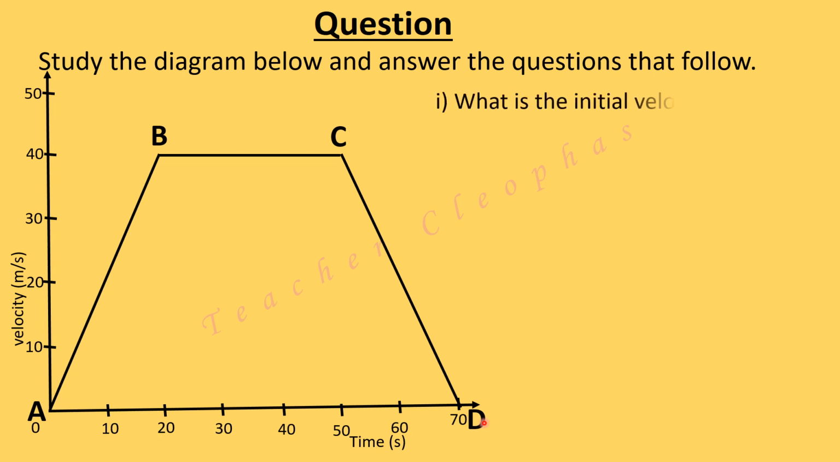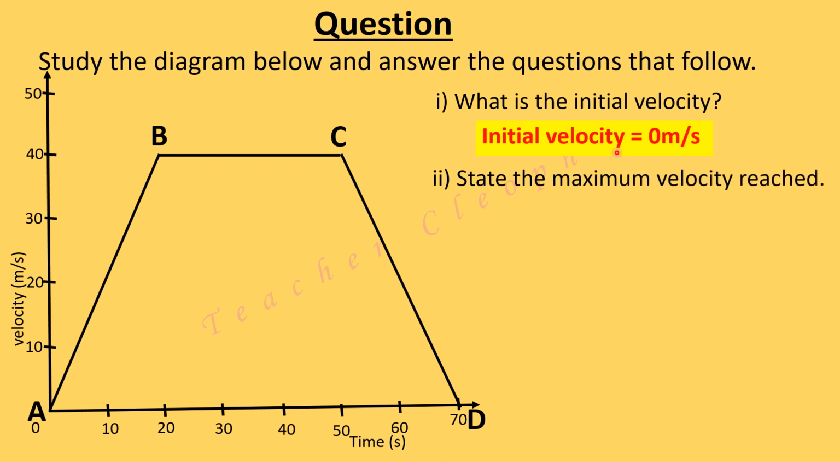The first question, what is the initial velocity? To get the initial velocity, we need to read the velocity for which the time is 0, because when time is 0, that's when the journey begins. So time being 0 is at this point, and we can clearly see that the corresponding velocity is also 0. Therefore, initial velocity is 0 meters per second.